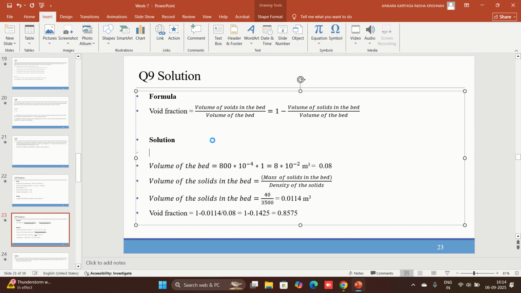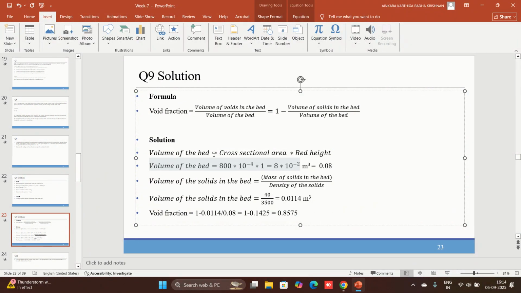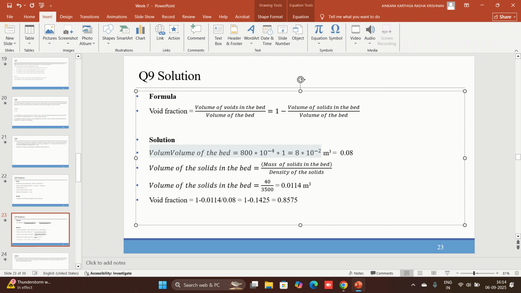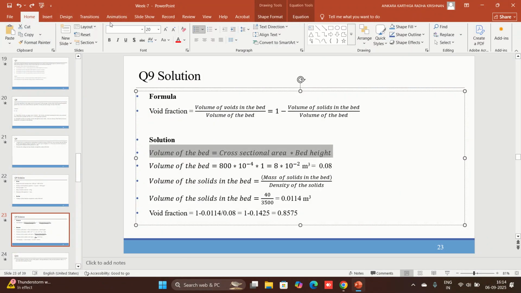First, we need to find the volume of the bed. So the volume of the bed is equal to the cross-sectional area into the bed height. So what is the volume of the bed? The cross-sectional area into the height gives us the volume in 3 dimensions. Area is 2 dimensional, and multiplying it by height gives us the volume.